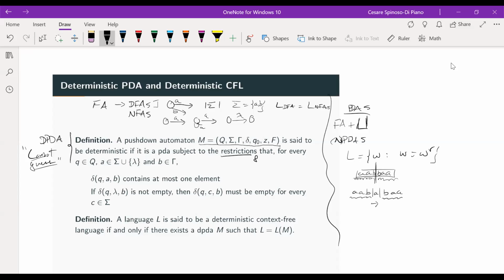So what are the transition function restrictions? They are that for every triple of a state, a symbol in the alphabet union lambda, and a symbol on the stack, the transition when you're in Q, you read an A and you see B at the top of your stack, you can have at most one element, or in other words, at most one choice. Okay, so what does that look like?